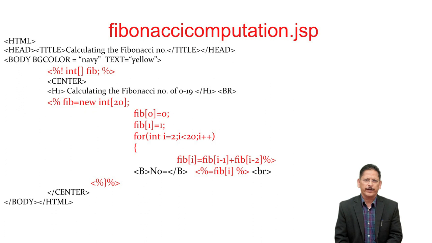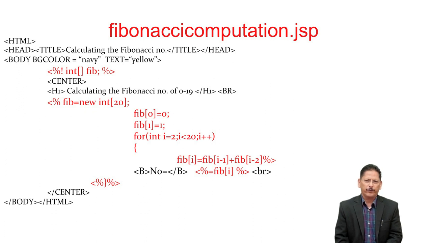So we have this integer array of integer 20 values, for the 20 values. So FIB 0 is 0, FIB 1 is 1. So FIB 0 location is 0, FIB 1 location is 1. So we will find the sum of FIB 0 and 1, and then we will find FIB 2. FIB 2 equals to FIB 1 plus FIB 0.